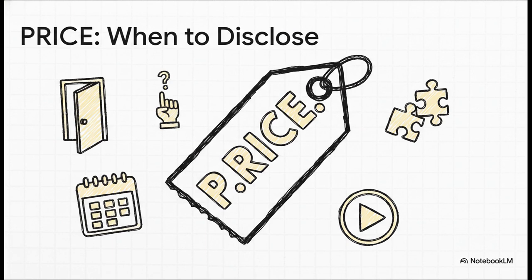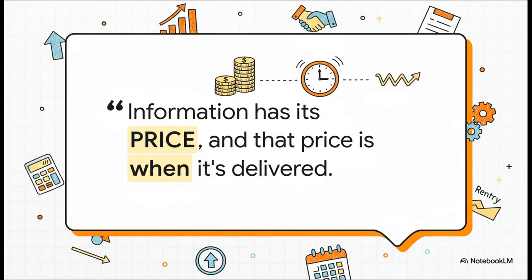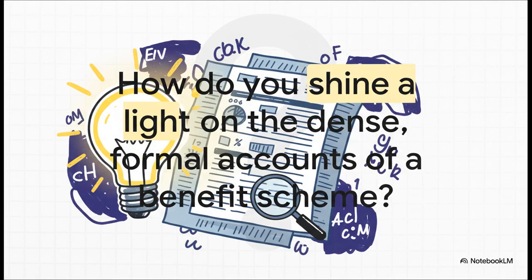Information has to be disclosed at payment commencement, upon request from a member, at regular intervals, in combination with other events, and upon entry into the scheme. I love this mnemonic because it's so direct. Just think to yourself, every piece of information has its price, and that price is the moment it's handed over. So what's the price? Payment commencement, request, intervals, combination, and entry. Super simple, super effective.